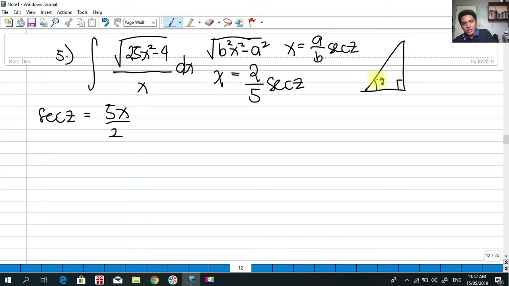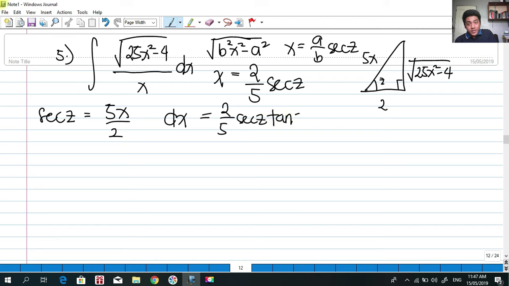Okay, this is our side z, or the angle z. So secant is the opposite of cosine, wherein cosine is adjacent over hypotenuse. So this should be hypotenuse over adjacent. So our hypotenuse is 5x, adjacent side is 2, and therefore this must be the square root of 25x squared minus 4, by the Pythagorean theorem. And what we are going to do again is to get the derivative of x here, and the derivative of this, 2/5 secant of z tangent z dz. And of course, we're going to get this term, the square root of 25x squared minus 4, using our triangle.